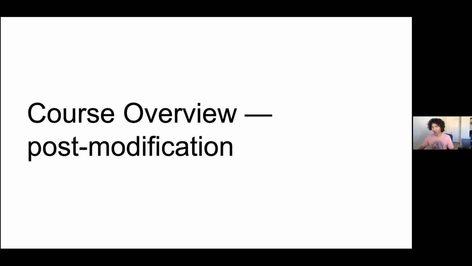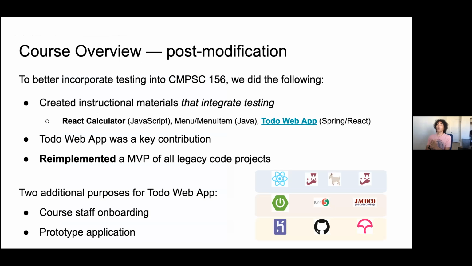And with the tech stack overview done, I can now explain to you what the course looked like after our modifications. So in order to better incorporate testing into CS156, we focused on 3 points. We created instructional materials that integrated testing. We built an example application that served as a proof of concept, and we re-implemented all of the legacy code projects with the new tech stack.